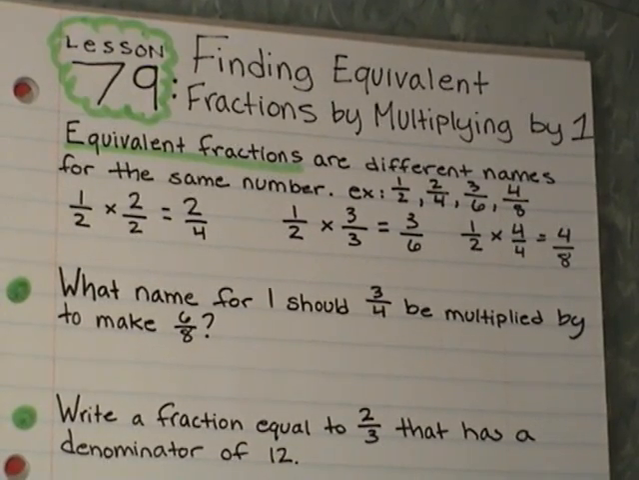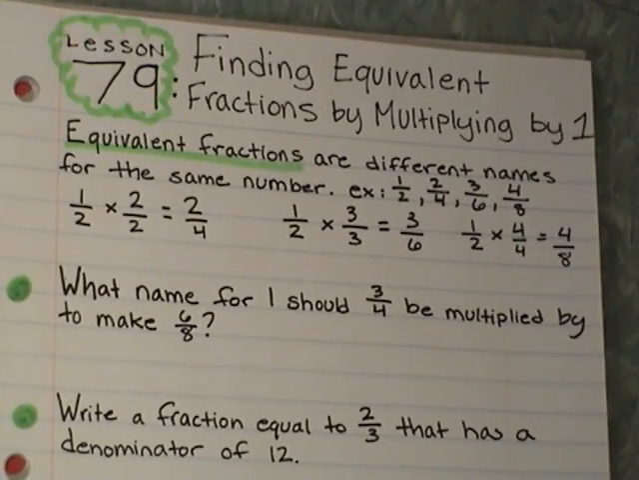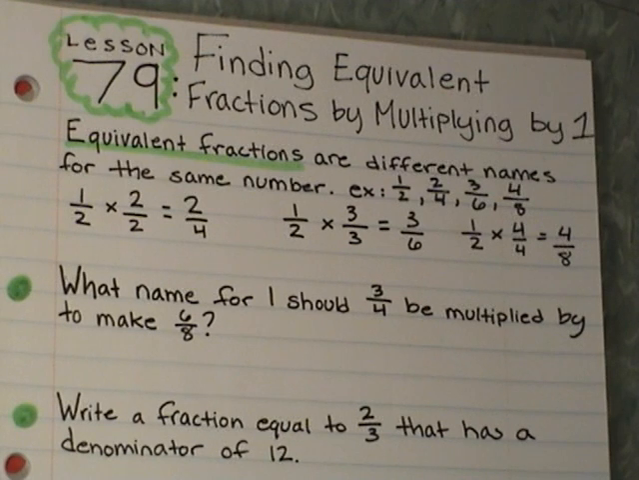Tonight's lesson is lesson 79, and we are doing finding equivalent fractions by multiplying by 1. So equivalent fractions are different names for the same number or the same fraction. They just might look a little bit different.